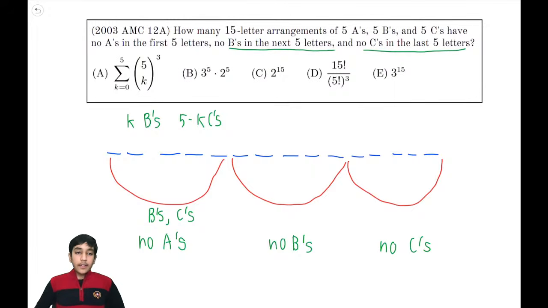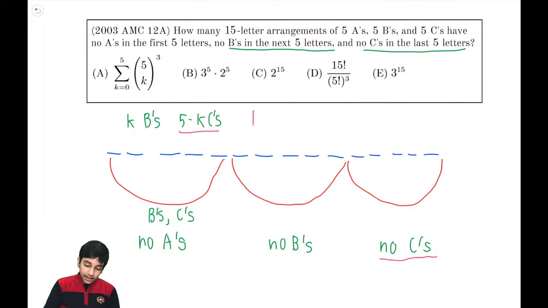So there can be no A's in the first 5 letters, no B's in the next 5, and no C's in the last 5. That means that the middle 5 letters have to be only A's and C's. And since there are 5 minus K C's in the first section, and there are no C's in the last, the remaining K C's, since we have 5 C's, have to be in the middle section. And the remaining A's will have to be in this middle section, for a total of 5 letters in this middle section.